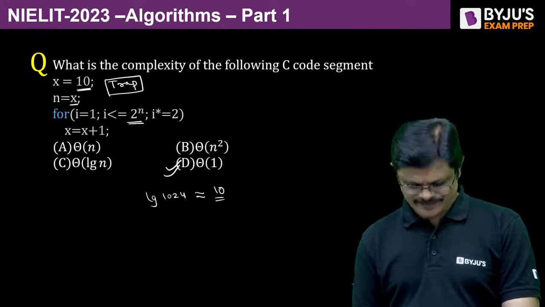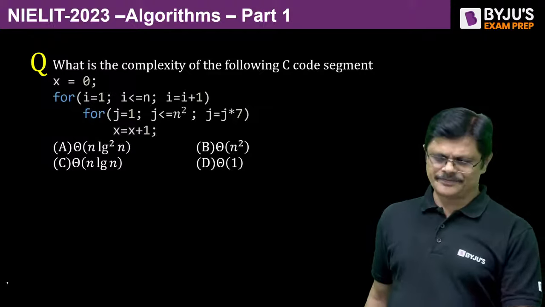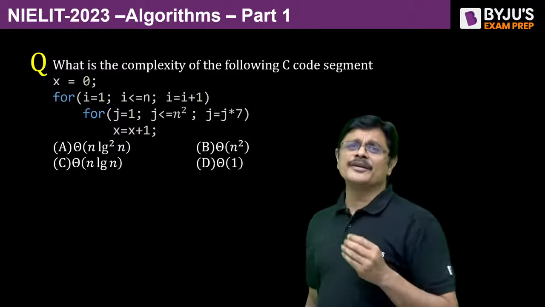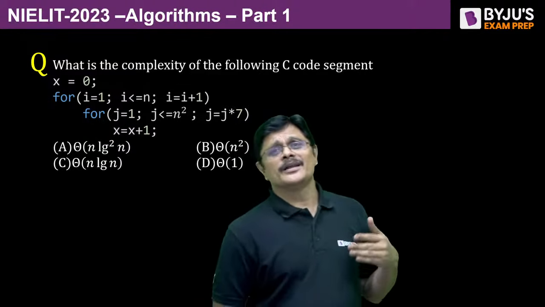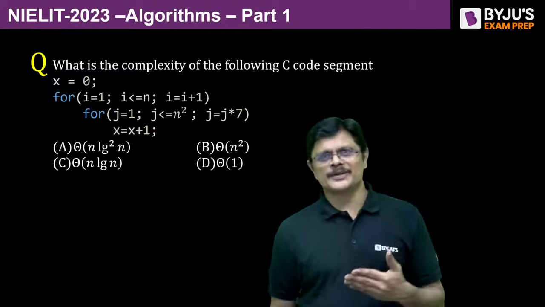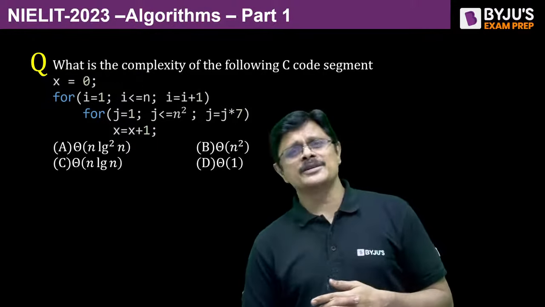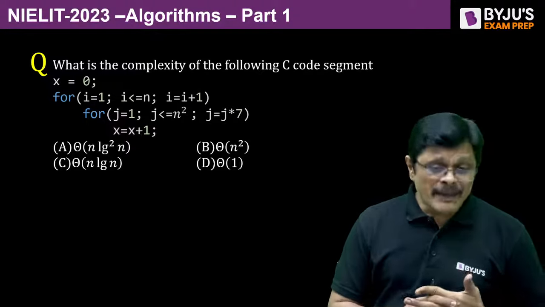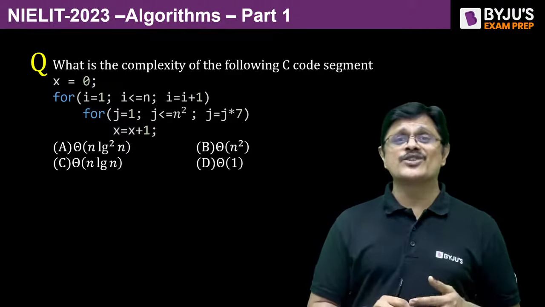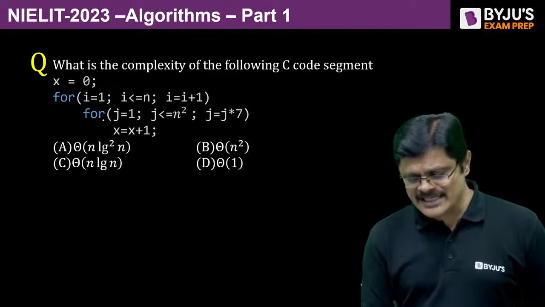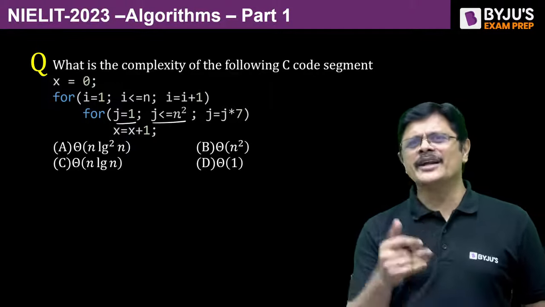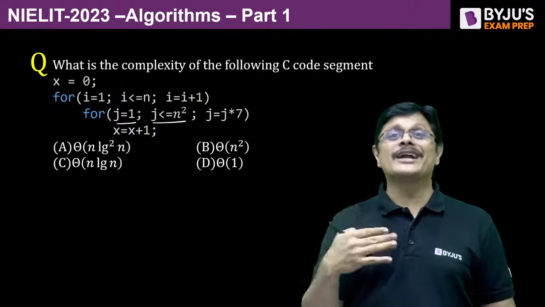Expected. Good. Next one. See, we can have nested loops also, that is loops inside a loop. And here there are two types of loops. One is called dependent nested loops. The other one is called independent. Independent in the sense that here J is not depending on I. So we call it independent.